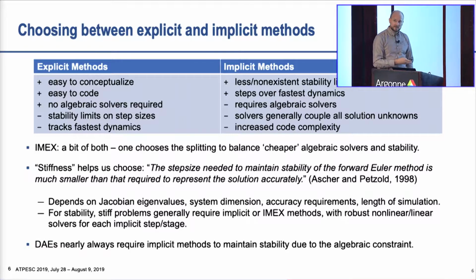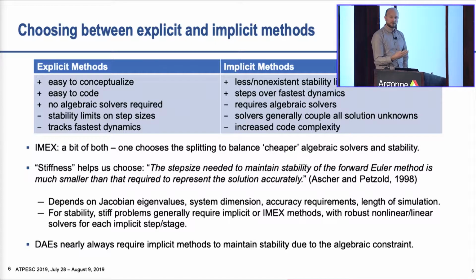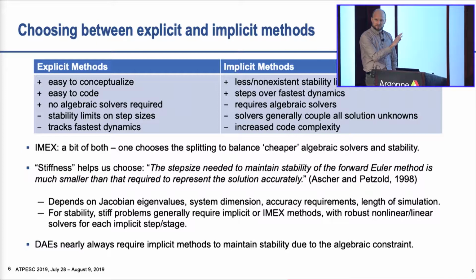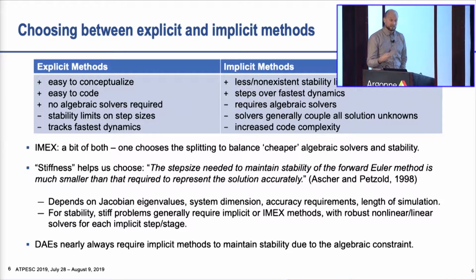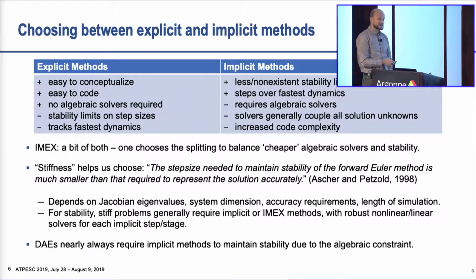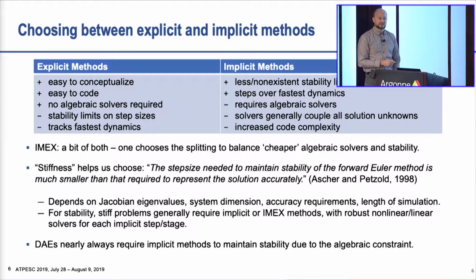And so this can depend on all kinds of stuff: eigenvalues of the Jacobian of the right-hand side, the size of the problem, the accuracy you're looking for, all kinds of things. Yeah, I like this italicized thing because it's a nice, easier way to think about it. And I'll note that if you're solving a differential algebraic equation, you pretty much just have to use an implicit method because they're super stiff.